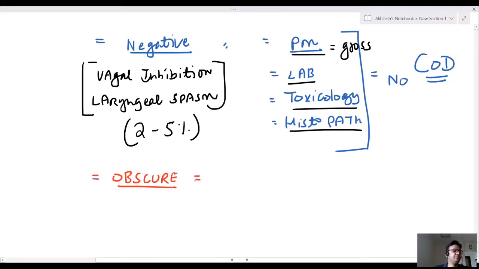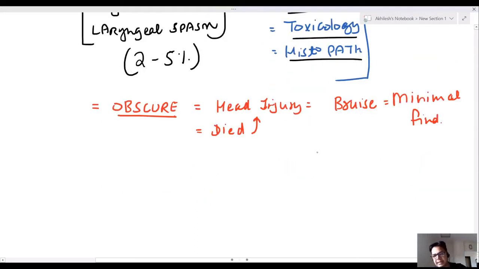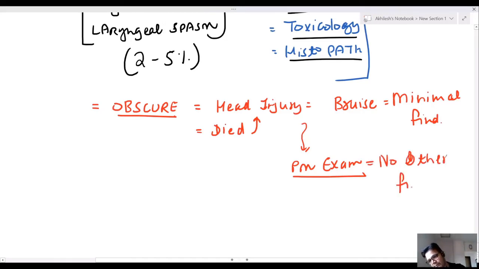What is obscure autopsy? So like a person had a head injury. There is a bruise on head, a small bruise on head, and person died due to head injury. Bruise on head is a minimal finding, but sir, in postmortem examination after dissection, no other finding detected. There is no hematoma in the brain, no extradural hematoma, no subdural hematoma.